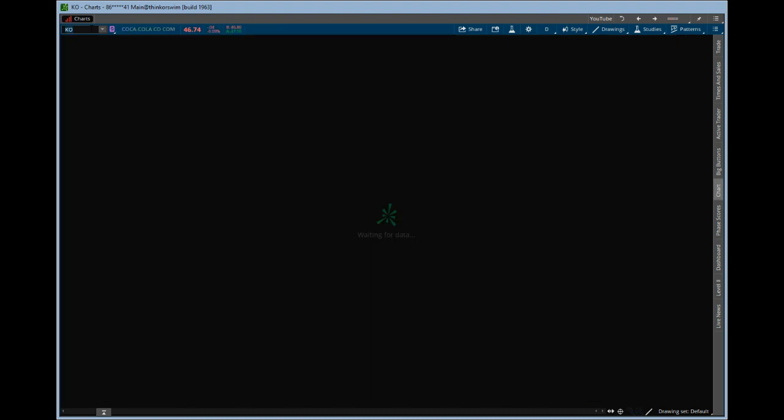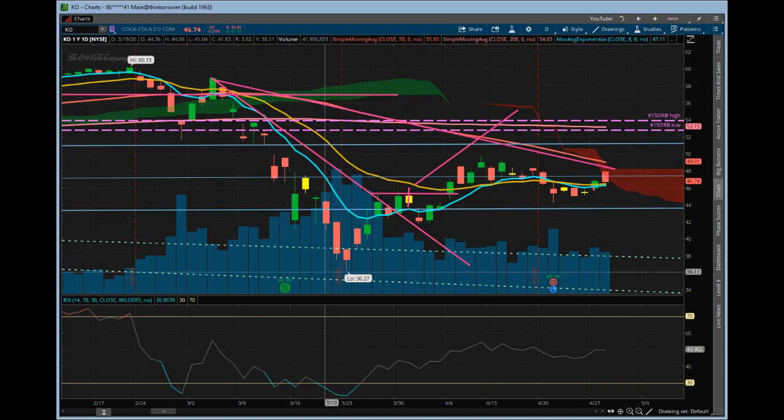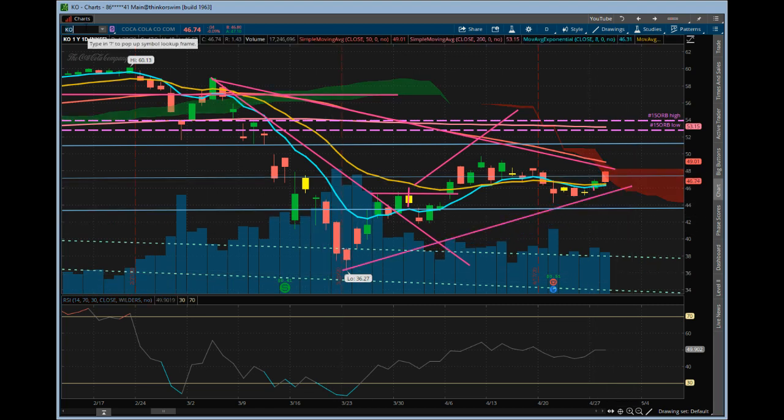Coke had a decent move intraday yesterday, right? And it gapped up today to the cloud and pulled back down on it, faded that gap. So just kind of a triangle type pattern, even though that 50 moving average almost looks like part of the triangle right there. So getting tight, let's see if it gives a breakout move one way or the other.